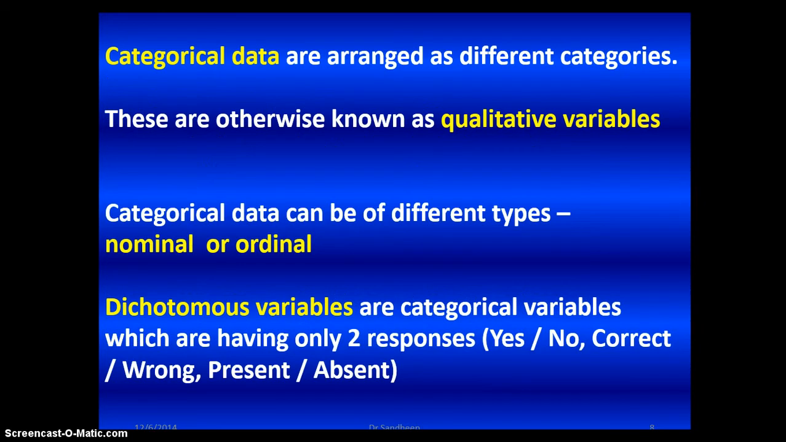Categorical data are arranged as different categories. These are otherwise known as qualitative variables. Qualitative variables or categorical variables can be of different types, nominal or ordinal. Nominal and ordinal are two different types of scales of measurement. Dichotomous variables: when you are reading some research articles, you may come across dichotomous variables. Or when you are doing some knowledge studies, your questions will be true or false, or yes or no, correct or incorrect, present or absent. All these type of questions are categorical variables. They are known as dichotomous variables. Only two responses are there.